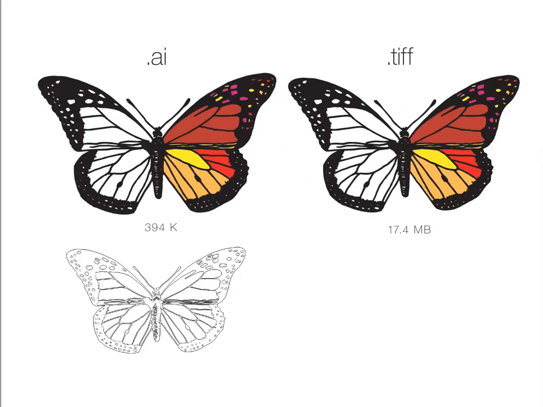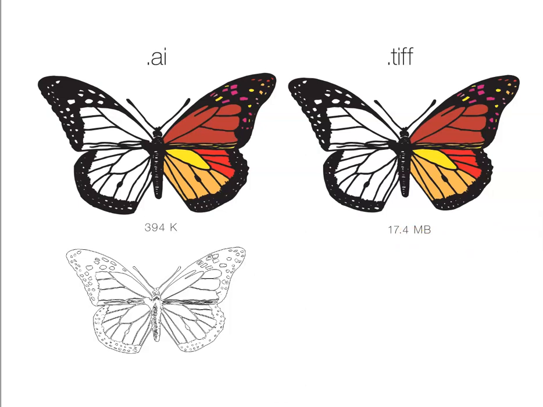Now, vector graphics traditionally are much smaller than raster graphics. Smaller by a lot. This is a butterfly that's drawn in Illustrator and saved, and you can see it's 394K. Here's the wireframe of that butterfly. The same butterfly opened in Photoshop and saved as a TIFF is 17.4 megabytes. You can see there's a dramatic difference in the size of the file.